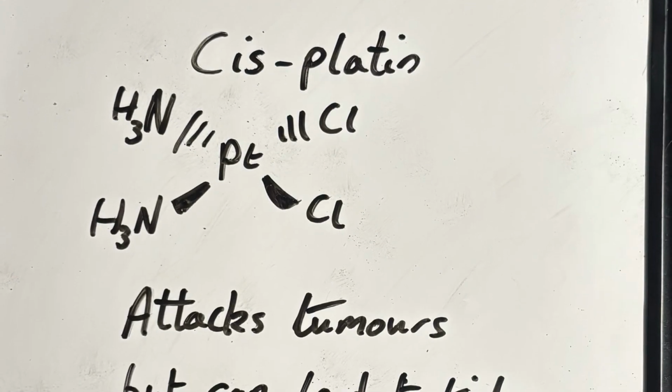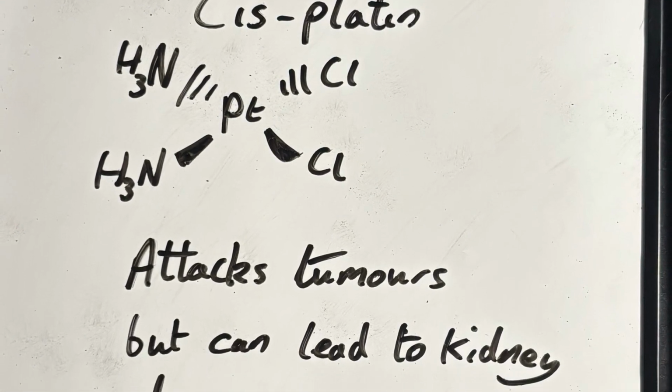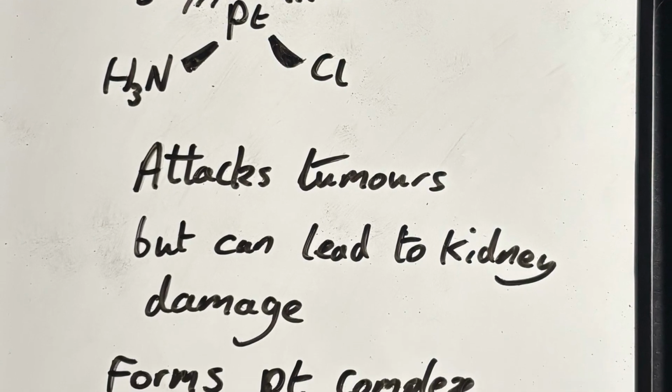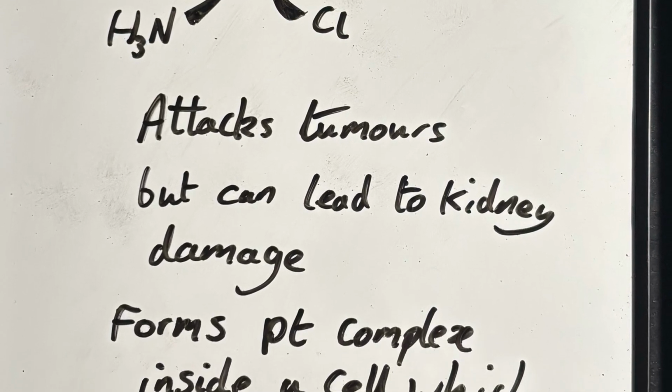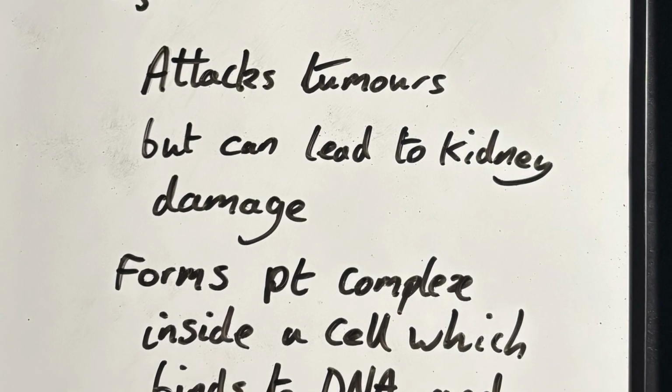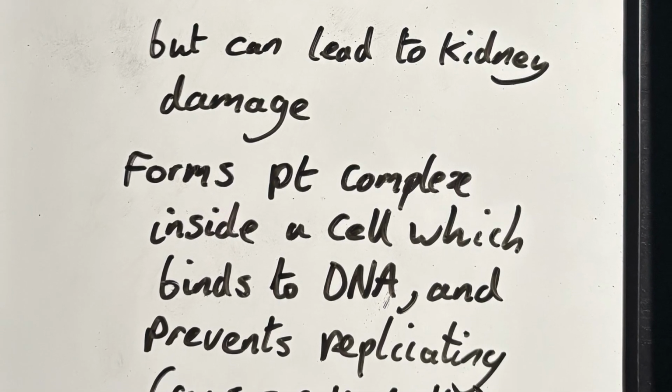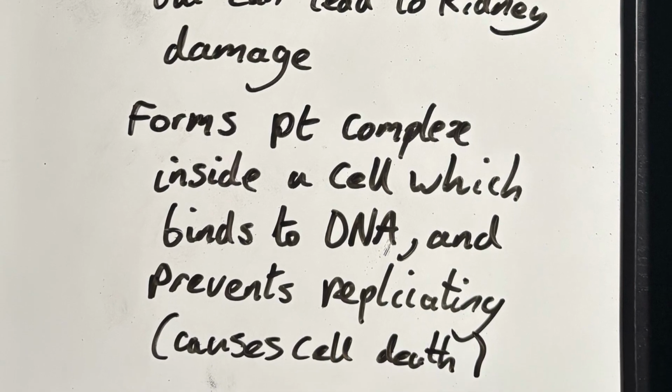Now, the spec specifically mentions cisplatin, which looks like this. Now, it is a tumour-attacking drug, but it can lead to kidney damage. It forms a platinum complex inside a cell's DNA. This stops the cell replicating, and so brings about the cell death.